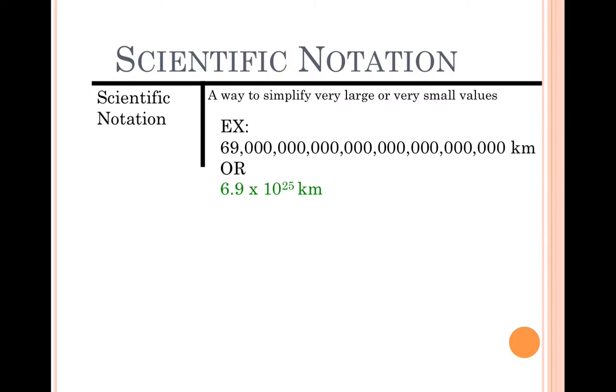So for example, we have this really large number here that can be represented by 6.9 times 10 to the 25. It's much easier to write that than all of those zeros. Another example here, you see a lot of zeros in front of the 588, can be rewritten as 5.88 times 10 to the negative 11.